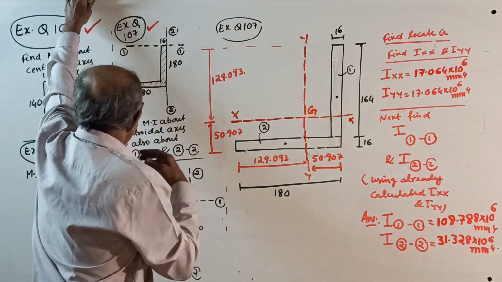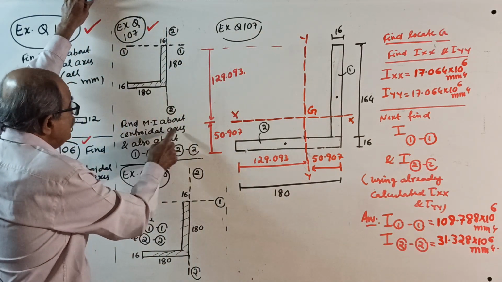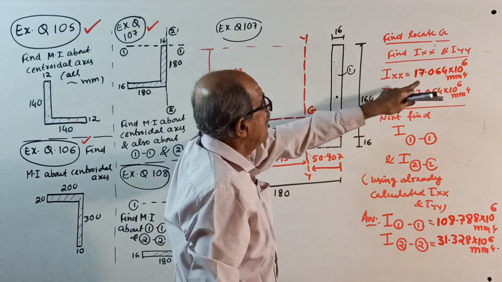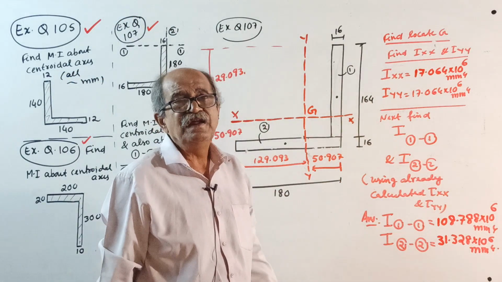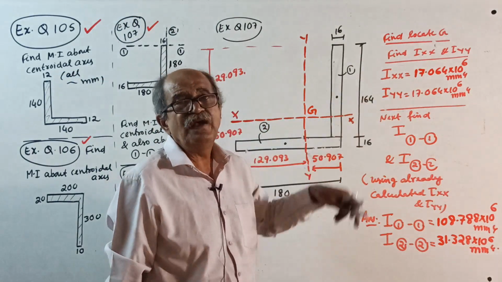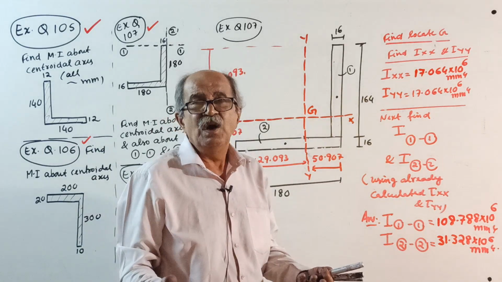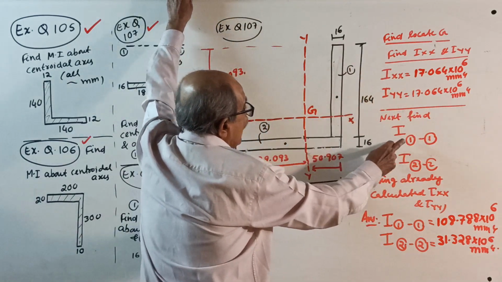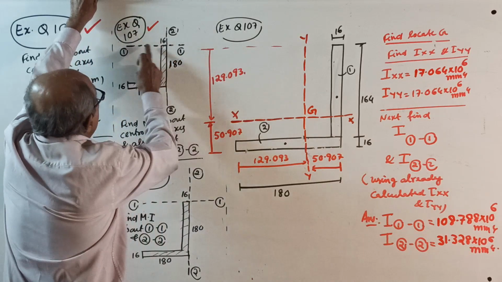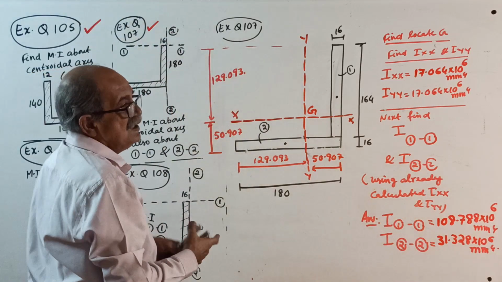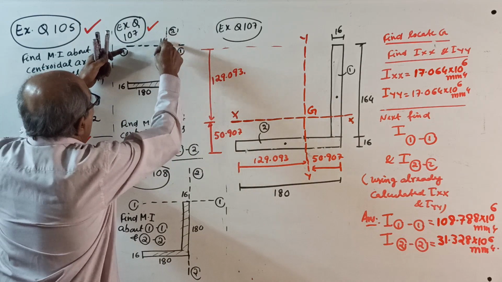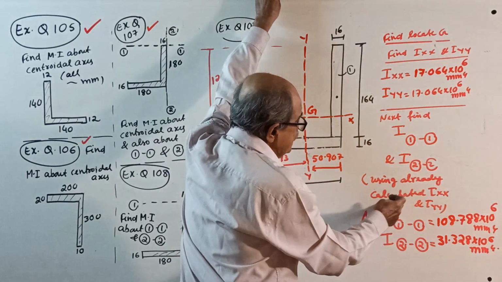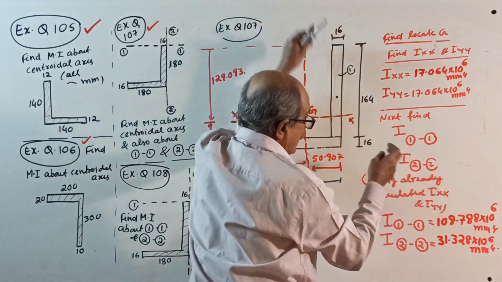Centroid located, G. Now, what do they want? Find moment of inertia about centroidal axis. So first find Ixx and Iyy part by part. The answer is there, you should write it. Actually, Iyy equals Ixx because it is an equal angle. If doubt is there, you calculate. Next, find I about 1, 1 and 2, 2, using the already calculated Ixx, Iyy.